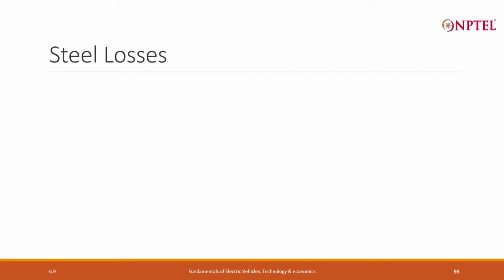So, firstly, let me start with steel losses. We have already discussed steel losses. We have in particular looked at what is called hysteresis. The area under the hysteresis curve is the amount of steel loss that we will get in one cycle. So, the per cycle loss due to hysteresis is a constant, which means the total steel loss is proportional to the frequency, because frequency is the number of cycles per second. So, at higher frequencies, which means at higher speeds, you will get more loss, because the per cycle loss is a constant.